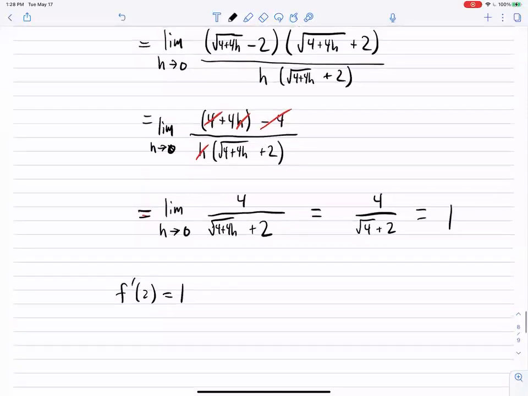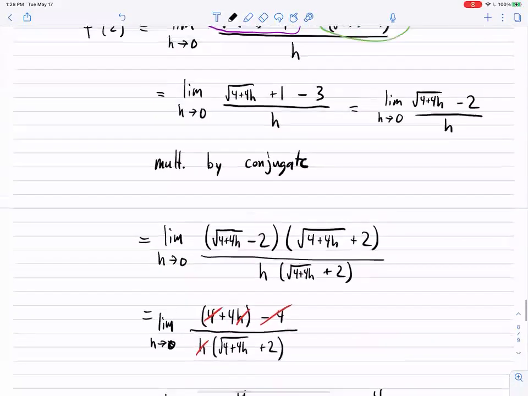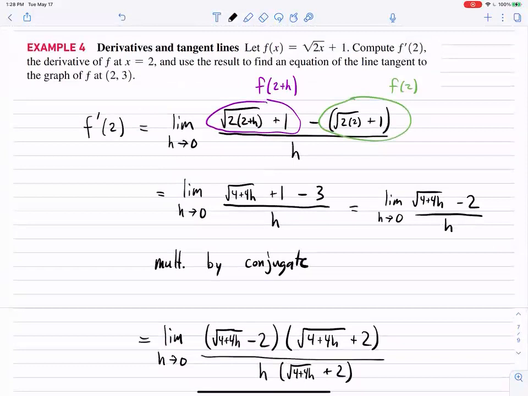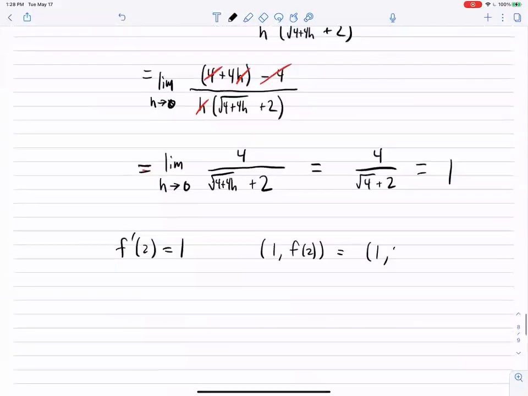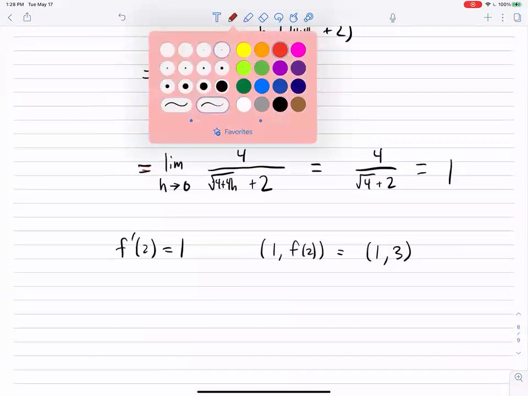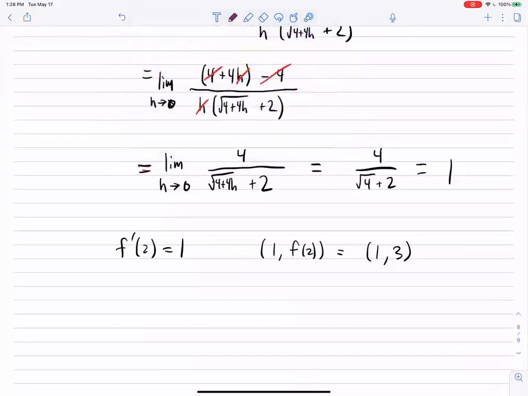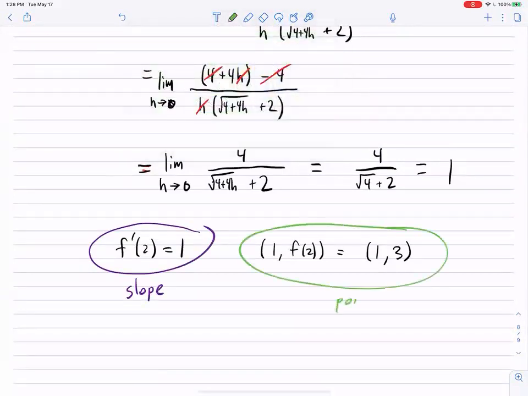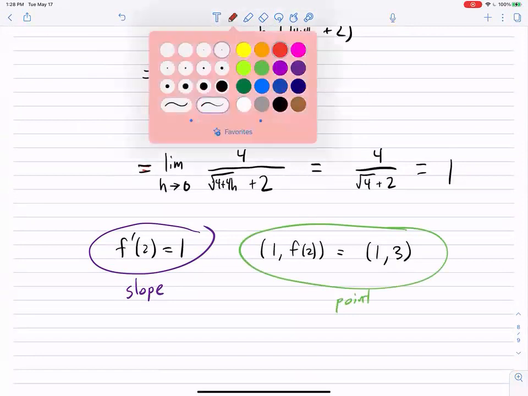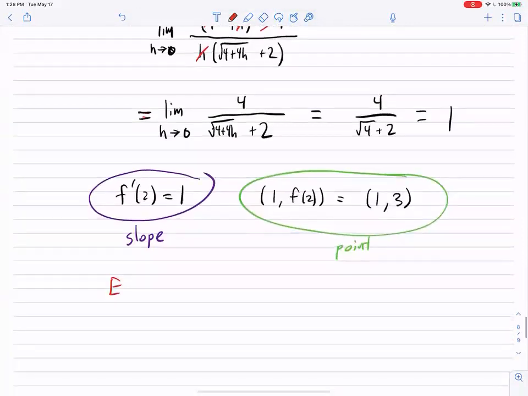And our point is the point 2 comma f of 2, which is equal to 2 comma, if you plug 2 into the function, it was 3. So this is our point. I'll do it in purple. So this is our slope. This is our point. And so the equation of the tangent line.